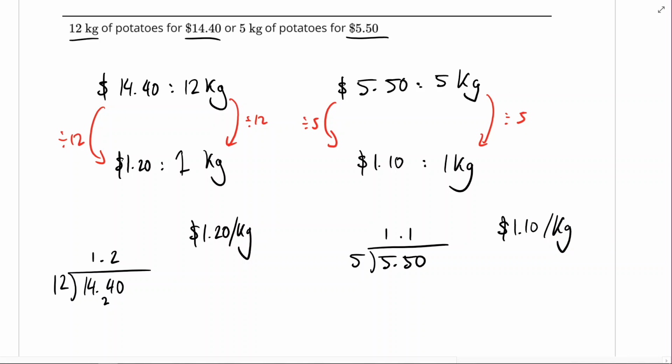And now we need to compare the pair. Same as before. Sorry, let me grab a pen. Obviously, this one is my cheaper one. $1.10 is less than $1.20. So this is my best buy. So make sure you've got that down. My best buy, therefore, is this one, 5 kilos for $5.50.